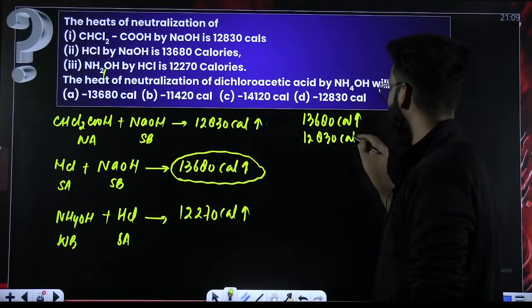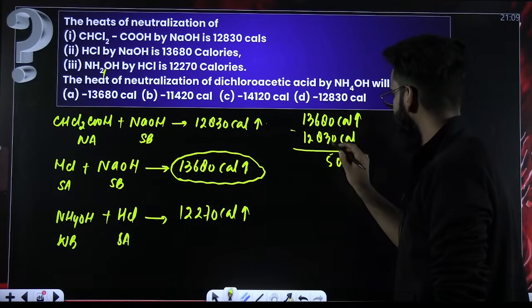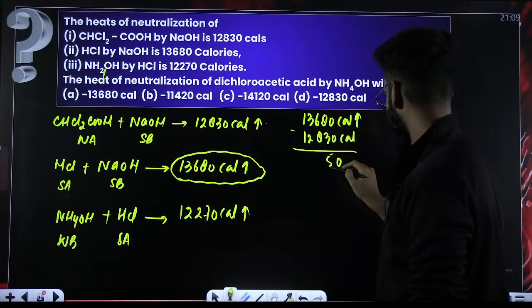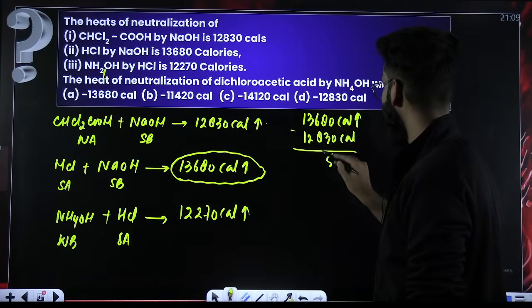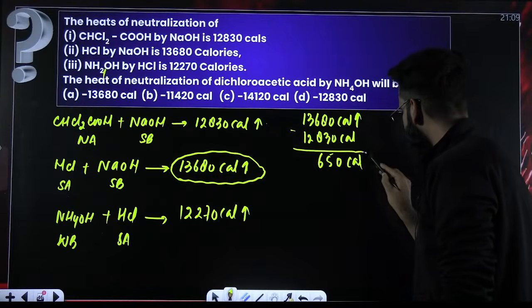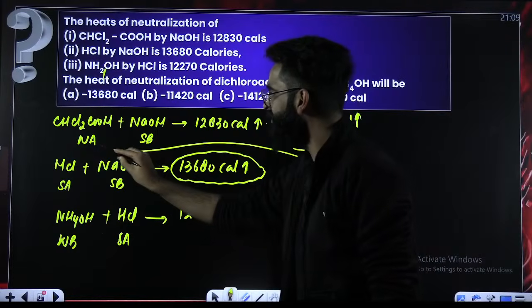12830 calories of heat is being released. If I take the difference of the two, this is 0.8 minus 3, 5. This will be 4, right? Correct? This will be 16 minus 8, 6. So I would say 650 calories of heat has been utilized to ionize the weak acid.